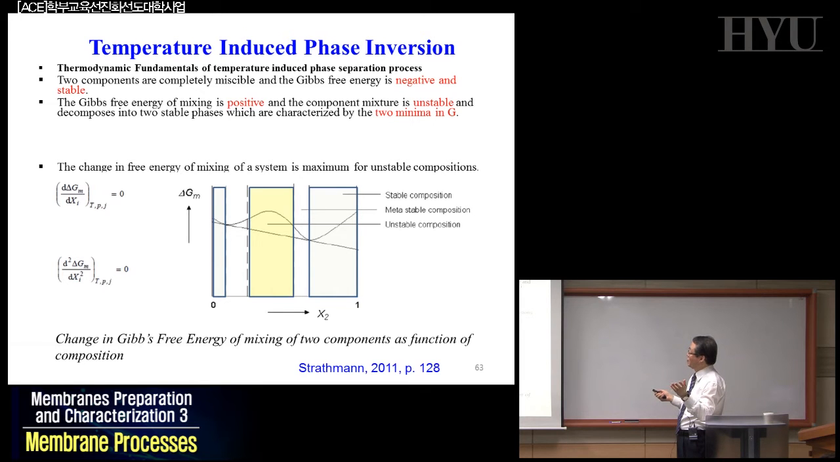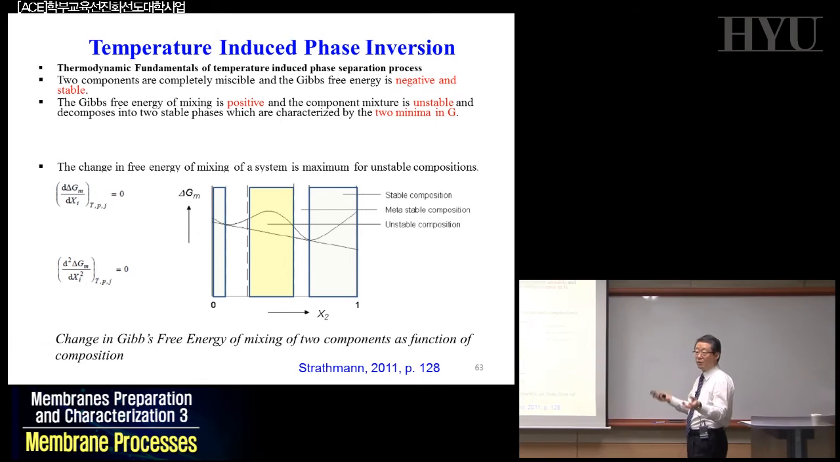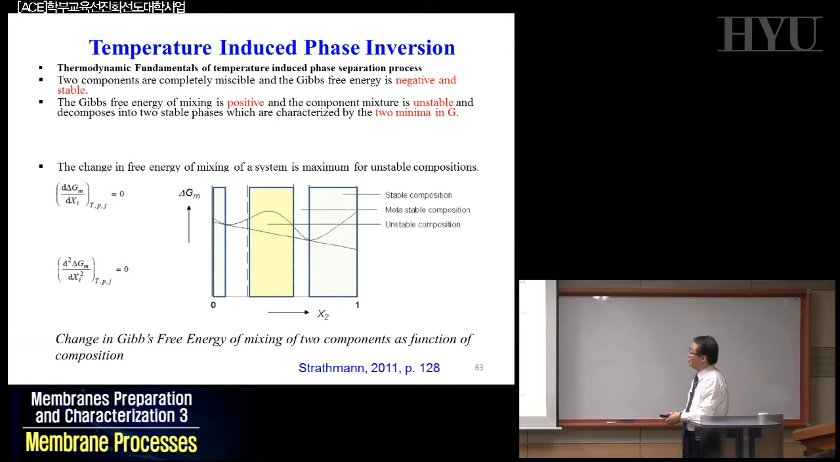So if you have a positive delta GM, then you should always have a much higher delta HM, meaning that the enthalpy change of each component, one or two, is pretty high, so that their interaction contributes much more to the whole system. So this is the region where we have unstable regions.